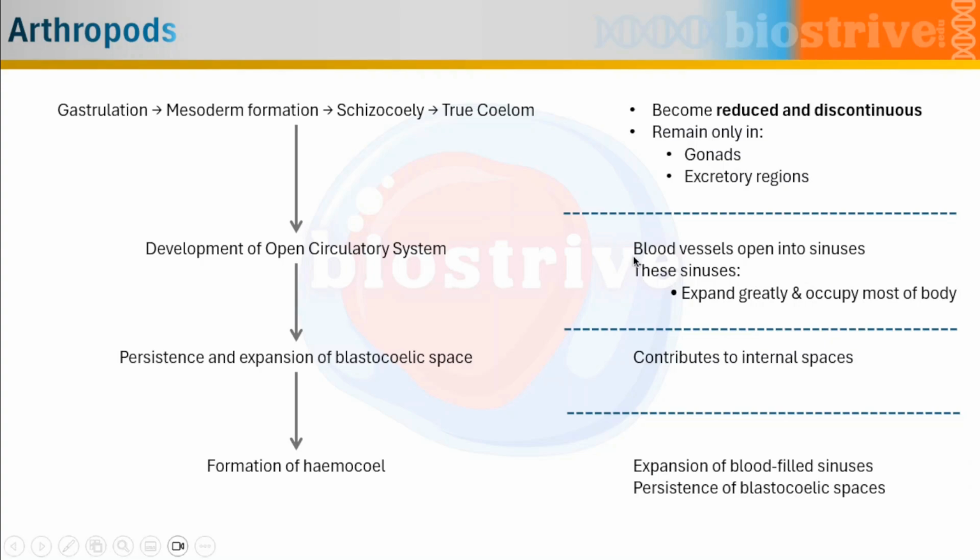So what happens is the blood vessels will open into sinuses and will bathe the cells, tissues and organs directly, and these sinuses will start expanding greatly and occupy most of the space of the body cavity. We can say that Haemocoel is an indirect extension of open circulatory system in case of arthropods. Along with this process, there is persistence of the blastocelic cavity, and this blastocelic cavity will also start expanding. So both open circulatory system spaces or sinuses as well as this expansion of blastocelic cavity will contribute to Haemocoel formation in case of arthropods.